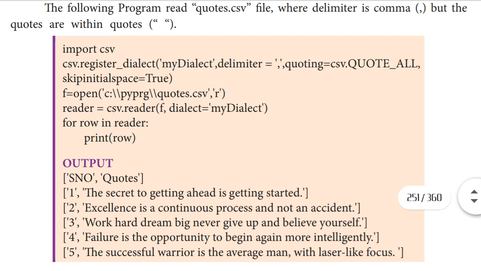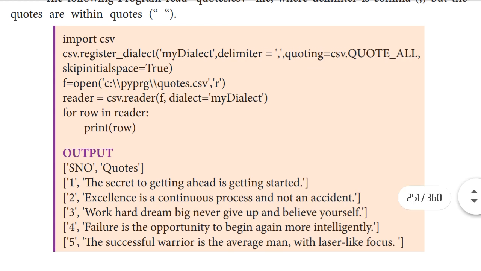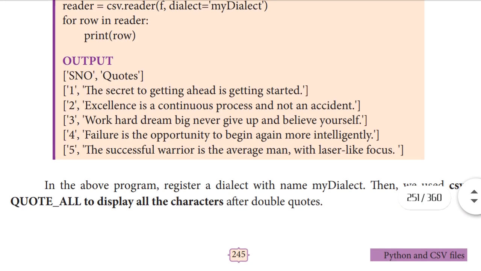So here, just see the second line in the program: csv.register_dialog, my dialog, delimiter is equal to comma, quoting is equal to csv.QUOTE_ALL. Here they mentioned quoting is equal to csv.QUOTE_ALL, skipinitialspace is equal to True. Now this is the output of the program. See here, we cannot see the double quotation marks.